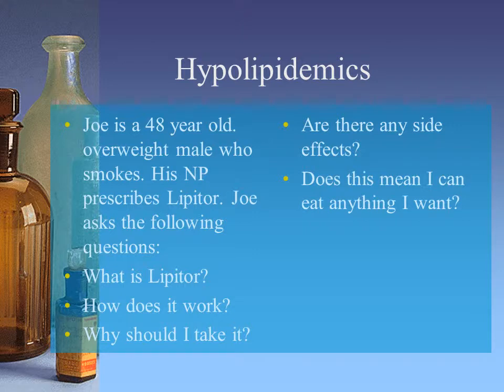So we're going to follow this one through, talk about hypolipidemics by talking about Joe. So Joe is a 48-year-old overweight male who smokes. His nurse practitioner prescribes him Lipitor.